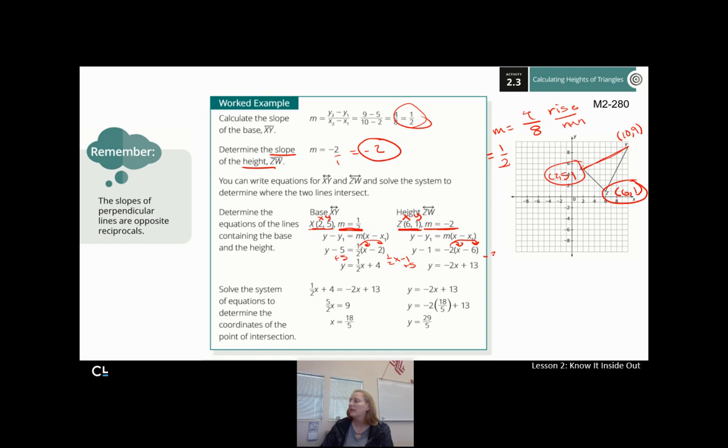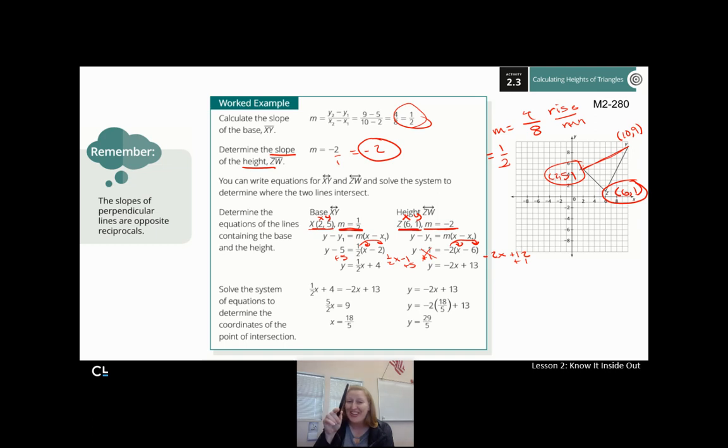-2 times x is -2x. -2 times -6 is +12. And again, we'll add 1 on both sides to get the y all alone on its own. We get y equals -2x, 12 plus 1 makes that a +13. So here I have 2 equations.